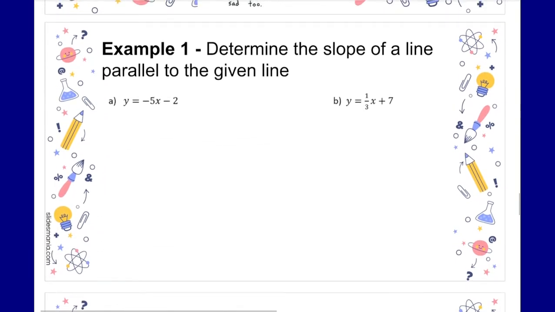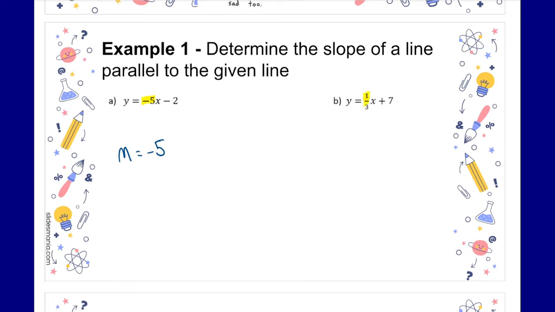So let's work through a couple of examples. In example 1, we want to determine the slope of a line that is parallel to the given line. All we're concerned about is the slope, or that m value. If it's parallel, it has the same slope. So I just have to identify the slope in my equation. In this case, it's -5. So the slope of a line parallel to that will be -5.